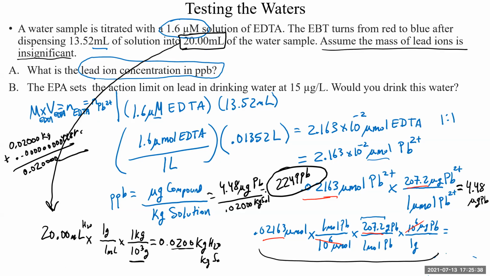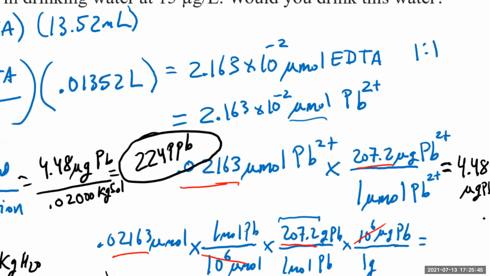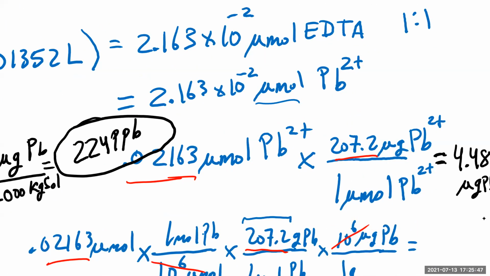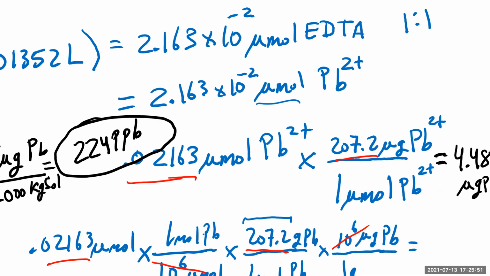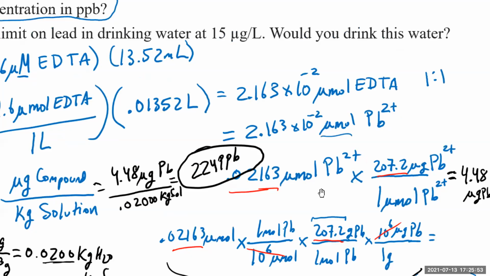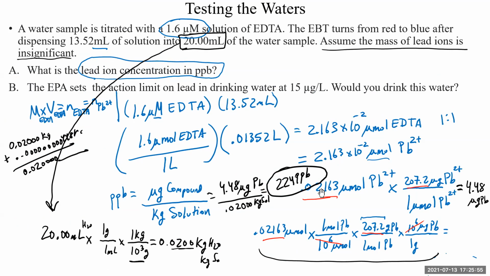It almost doesn't even make any sense to even bother reporting this in parts per billion. You might as well just say 0.224 parts per million, because it's that close to part per million, which is a bigger value. Threefold or 3 magnitude difference in value almost. All right, so parts per billion. So that's our answer to part A, 224 parts per billion.